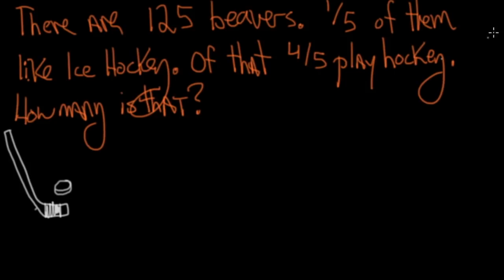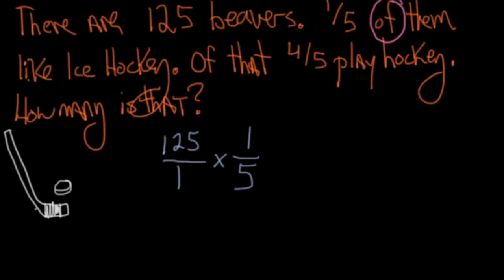So this is what we're doing. You see that word there? What do we talk about? The word "of," which means multiplying. Yes. So hopefully you guys got that. So we're doing 125, and I always put whole numbers over 1. "Of" means multiply, times 1/5. So there we go. That's the very first part of the equation.